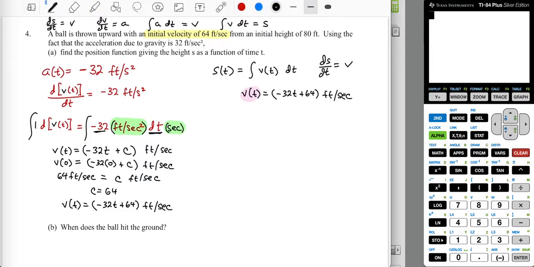I'm replacing this with d of s of t dt. So it's just another layer of the notation that's coming into play here.